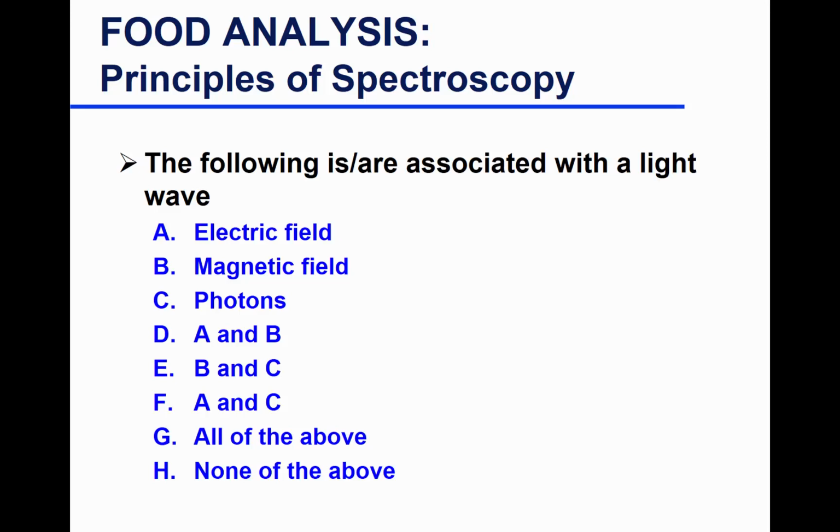Okay, let's remember a little bit about the physics of light that you know. So the following are associated with a light wave: electric field, magnetic field, and photons. Which of these can you think of as related to light?